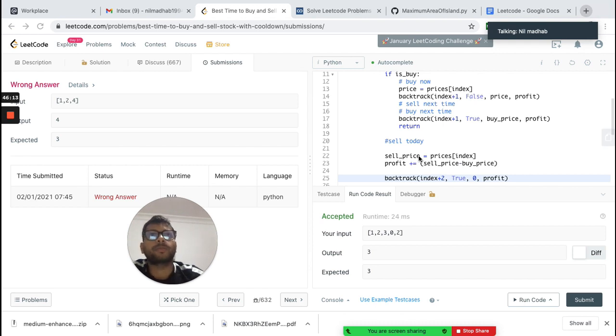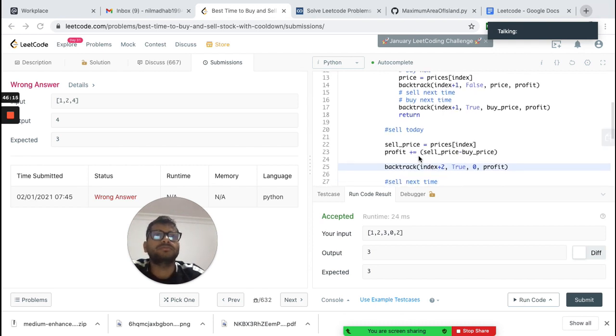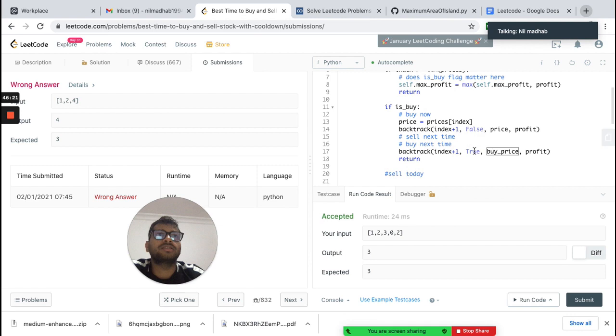We haven't set a buy price somewhere. Yeah, the buy price is maybe not set somewhere. So price is prices of index, and backtrack index plus 1, buy today or buy the next time.